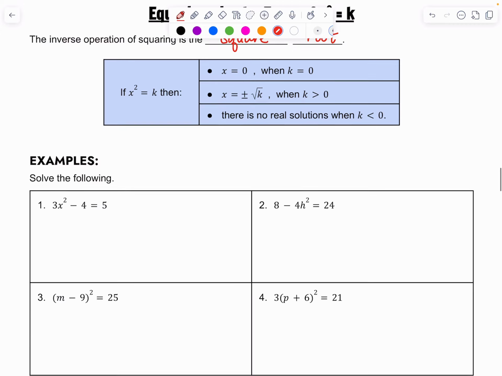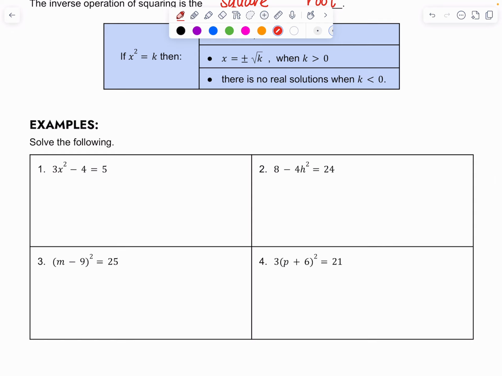So let's solve these four equations in these examples. So number one, in order to solve this first equation, we will want to add 4 to both sides. So we will end up getting 3x squared is equal to 9. And then we will need to divide both sides by 3, which will leave us with x squared is equal to 3. And then last but not least, we will want to take the square root of both sides, which means that x is equal to plus or minus the square root of 3.